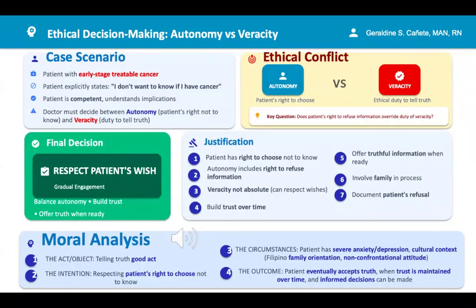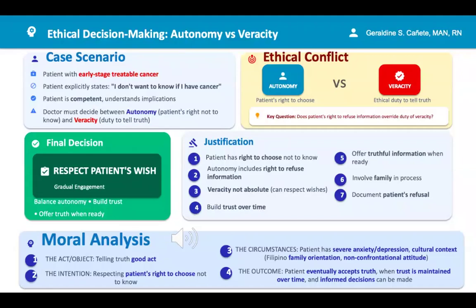Okay? And the justification for that, which of course you can challenge later on, is that patients have the right to choose. Patients have the right to choose not to know information about their health. And that autonomy includes the right to refuse information. Veracity, on the other hand, is not absolute and can be balanced with respect for patients' wishes. What's important is to build trust. Building trust over time is essential for an effective patient healthcare worker relationship. Okay.